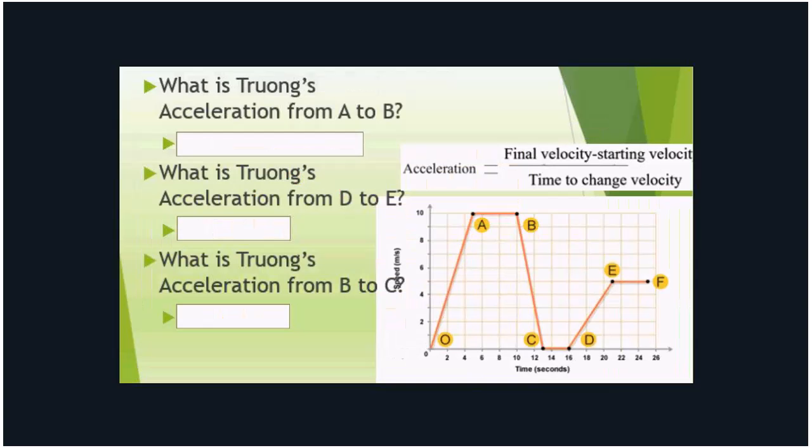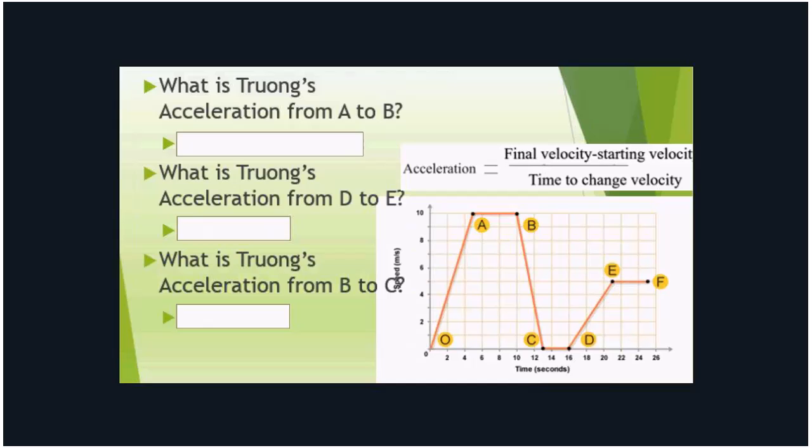What is Trung's acceleration from A to B? Now this is similar to the distance versus time graph. If you look at your equation for acceleration, you take final velocity minus starting velocity, all divided by time to change velocity. So I would start with my final. If I'm looking at A to B, the final one is B because B comes after A. B's velocity is 10, A's velocity is 10, I would take 10 minus 10, which is 0, divided by time.